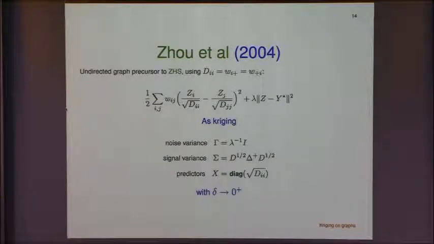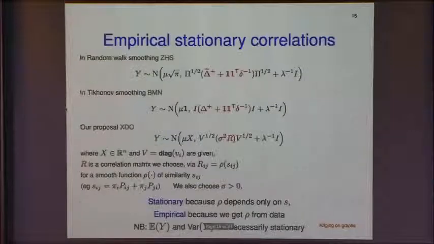An earlier work by Zhou et al. for undirected graphs is also Kriging. Also, you need this diffuse limit. Okay, there's more examples, but what I want to show you now is what did we do differently.